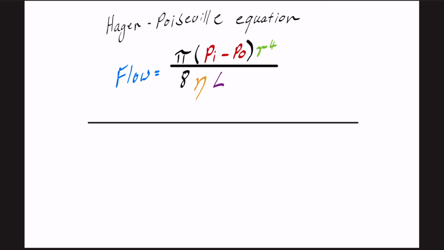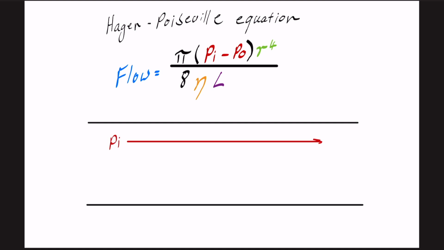So let's just draw this for a vessel. Now we have our vessel here. You have a pressure at the start and a pressure at the end, and this is the pressure difference. And you always go from high pressure to low pressure. Then in green, we have the radius of the vessel. So you want to figure out the area, but it's to the power of 4, not squared, so it's pi r to the power of 4.